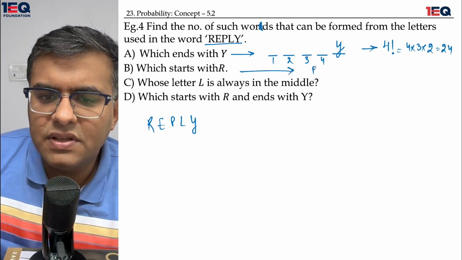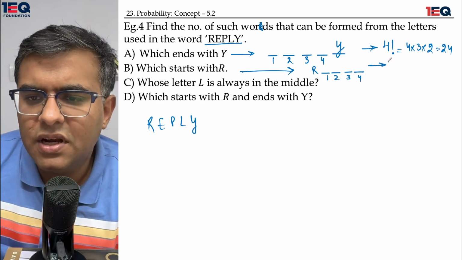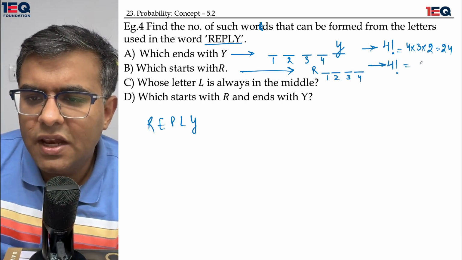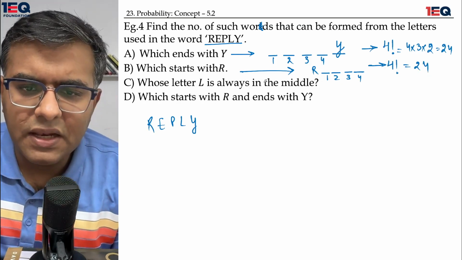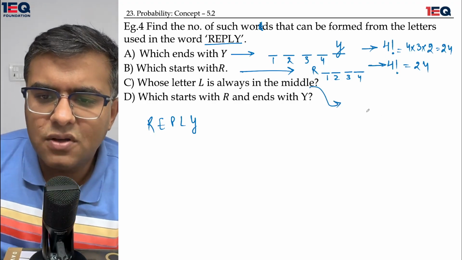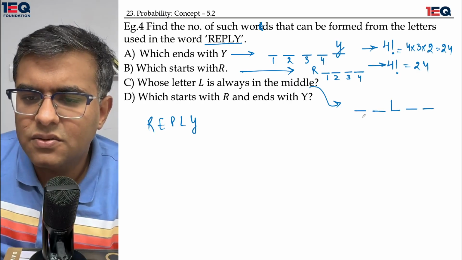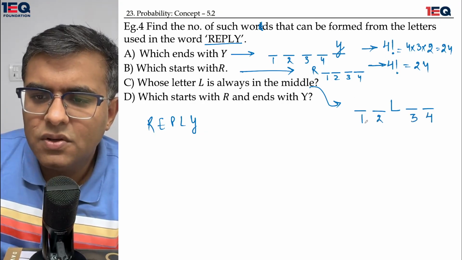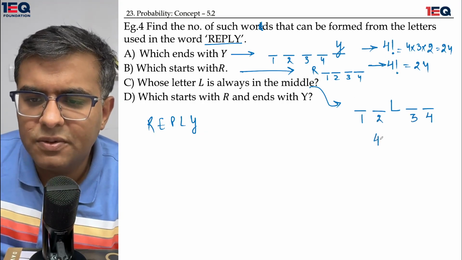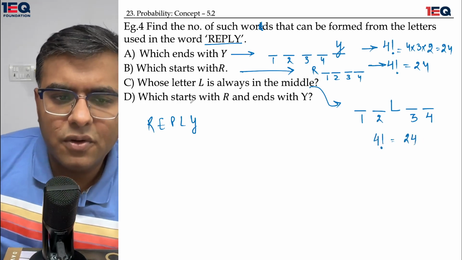Similarly, anything which starts with R. So the first one is R, and then 1, 2, 3, and 4. Anything can come in those places. That means again 4 factorial, and the value of 4 factorial is nothing but 24. Similarly, if the letter L is always in the middle, the first two and the next two are going to be filled in new ways. So four blanks are supposed to be filled. So 4 factorial would be the number of ways, 24.